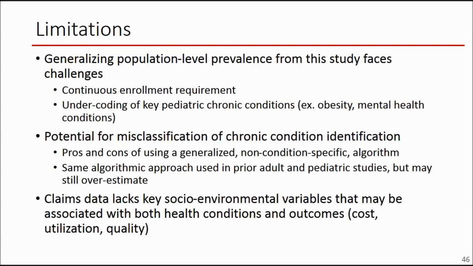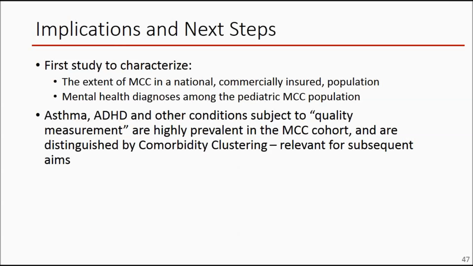And then claims data lacks really important socio-environmental variables that may be associated both with the conditions that children are diagnosed with and the outcomes that I'm measuring, such as cost and quality. That's a notorious limitation. It has to be acknowledged, but hopefully further work can take this on and explore that in more detail.